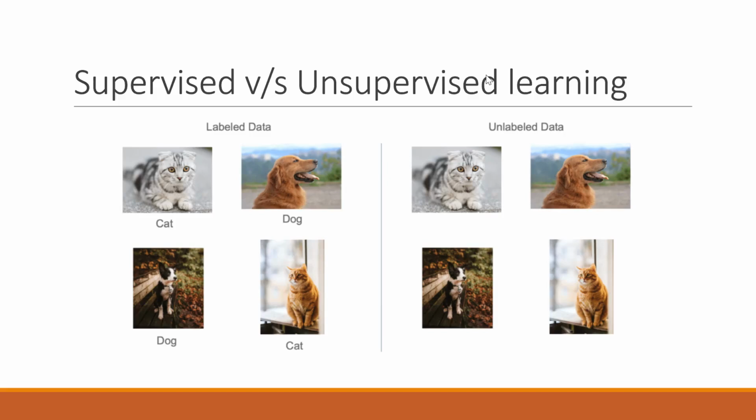So basically in supervised learning, we utilize labeled data to train our machine learning model, or we can say algorithm. But on the other hand, in unsupervised machine learning, we utilize unlabeled data to train our machine learning model.